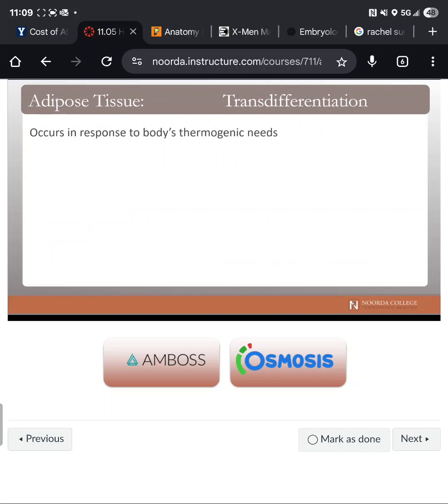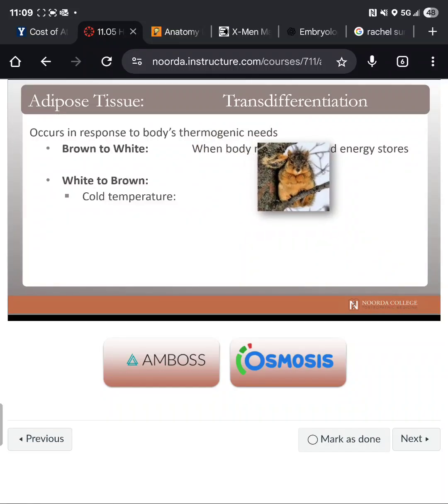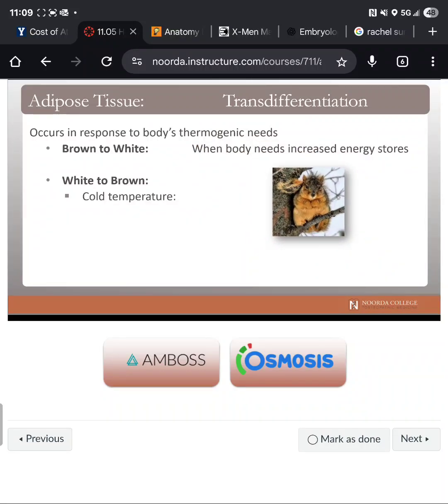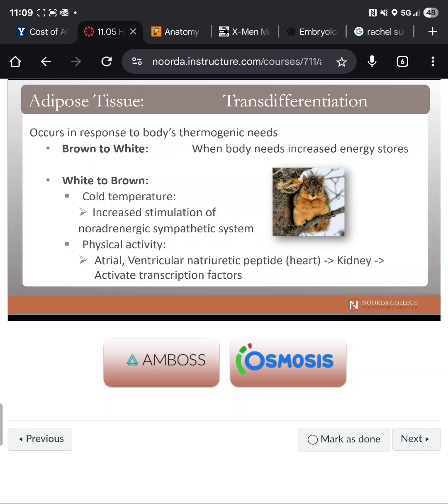Now, transdifferentiation in adipose tissue occurs in response to the body's thermogenic needs. There can be conversion of brown to white adipose tissue. Remember, white is our energy stores of triglycerides. So this is especially necessary when the body has increased energy store requirements. There's also a conversion of white to brown fat, and we see this with animals that are about to undergo hibernation. The cold temperature causes increased stimulation of the noradrenergic sympathetic system. So you can see them gaining, increasing the fats, and particularly that fat is going to be brown fat. We can also see this with physical activity.